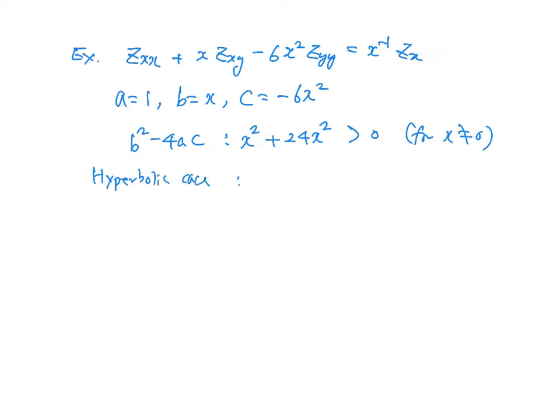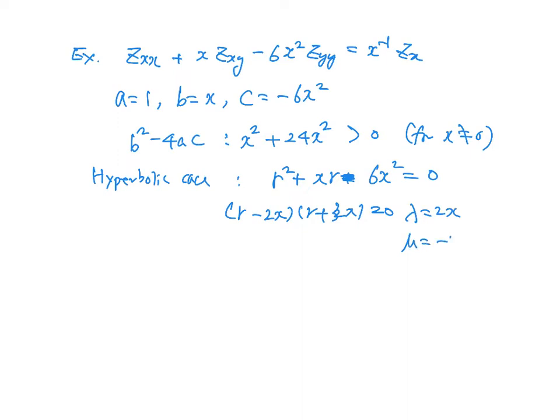So let's try to find the roots. r squared plus xr minus 6x squared is equal to 0. So we can factorize: (r minus 2x)(r plus 3x) is equal to 0, or lambda is 2x, mu is minus 3x.